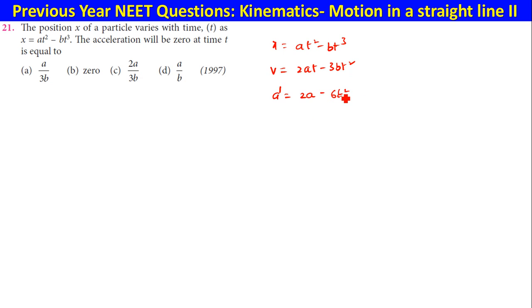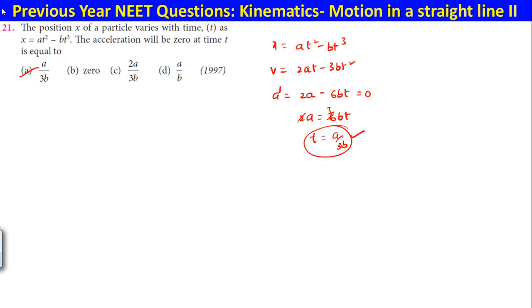Now he is asking at what time the acceleration will become 0. So equate acceleration equal to 0, then you get the time value. So 2a is equal to 6bt. Now 2 ones are 2, 2 threes are 6. So time is equal to a by 3b. That is the answer: a by 3b, option A is correct.